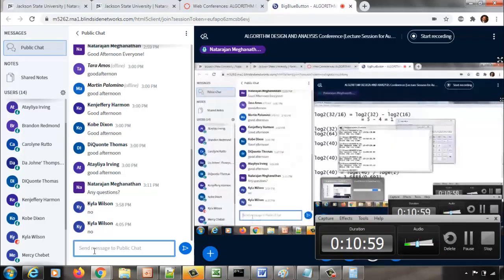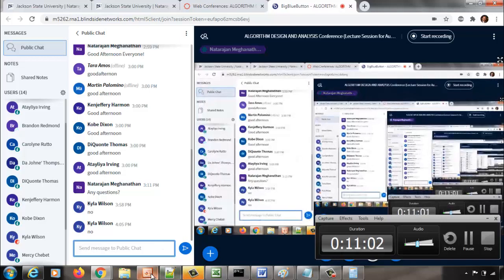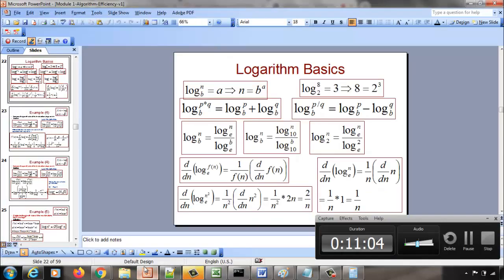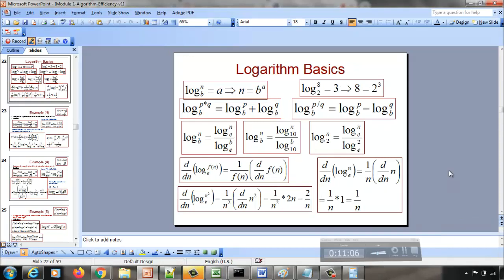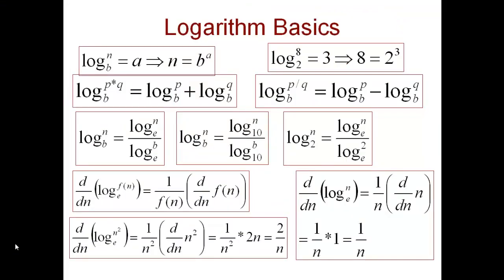Any questions so far? Okay. All right, then we'll look at formulas for differentiation. You have all probably seen differentiation in a calculus class, right?